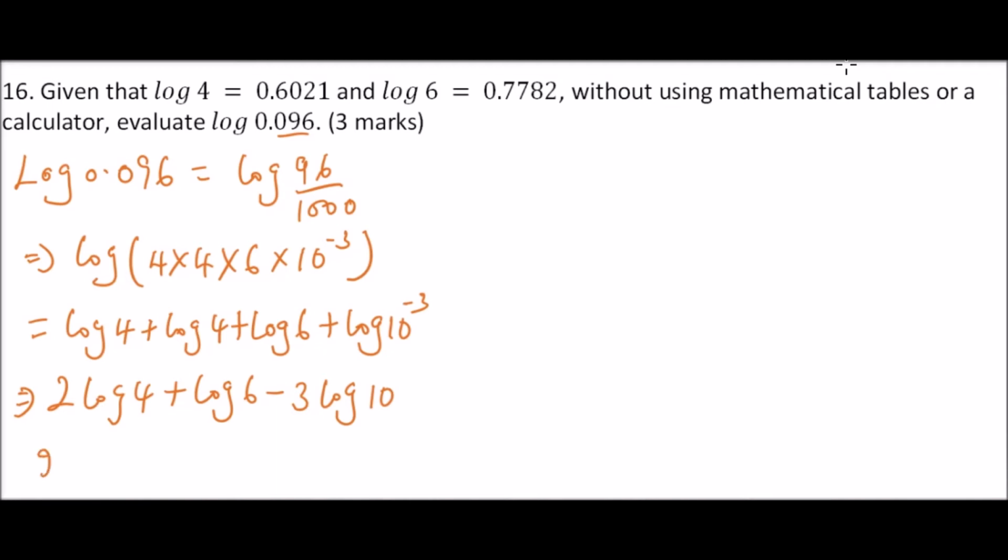So you can say this is 2 multiplied by the logarithm of 4, which is 0.6021, plus the logarithm of 6, which is 0.7782, and the logarithm of 10 is 1, so you multiply by minus 3, and when you subtract, that gives you minus 1.0176. So that's correct.